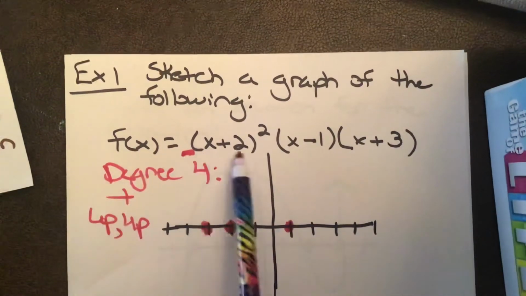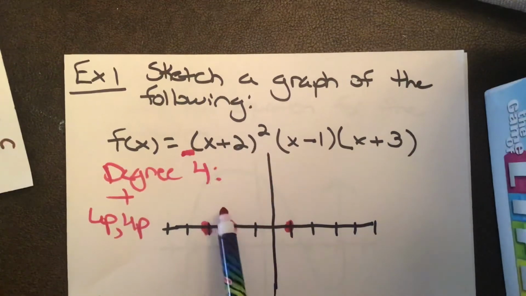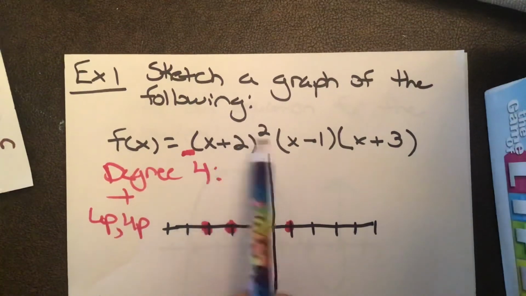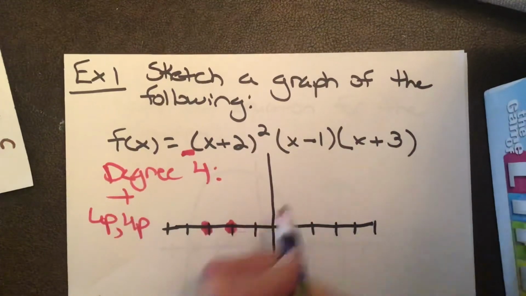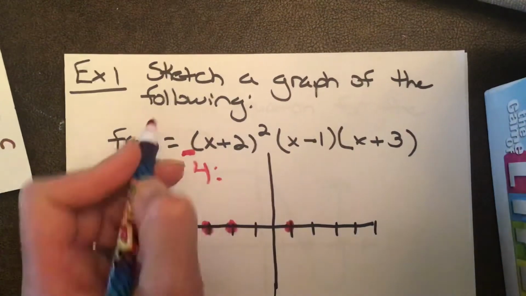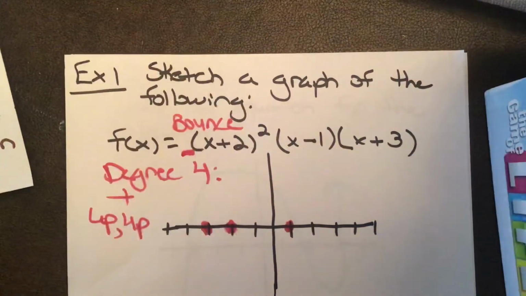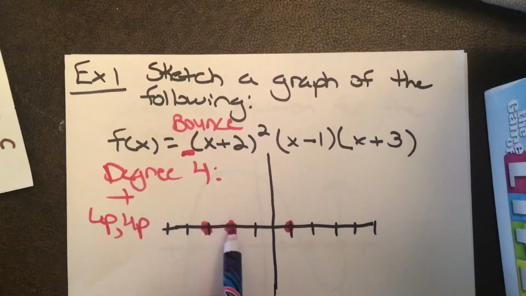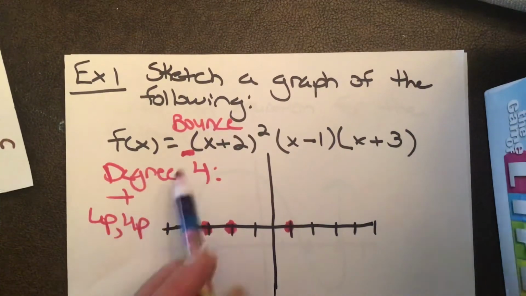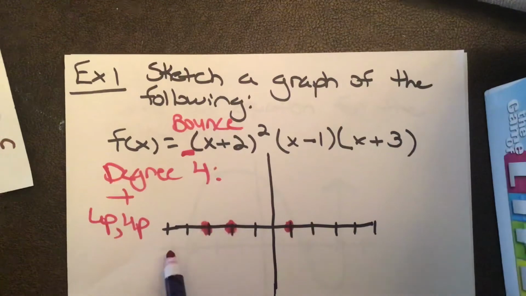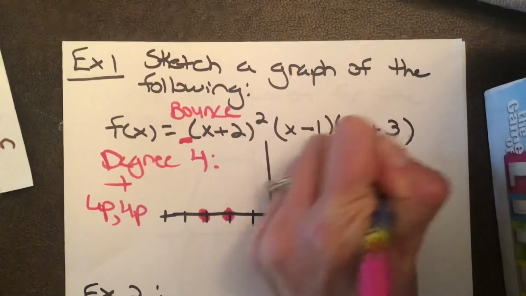The other thing I want to pay attention to here is this x plus 2 is squared. So there's an x-intercept at negative 2, but you may remember if it has an exponent on it, it doesn't just go straight through it like we're used to seeing. Since it's squared, this is going to be a bounce. So we know at negative 2 right here, there's going to be a bounce. We know the end behavior, we know the x-intercepts. The only other thing we could find is the y-intercept as another point to graph.